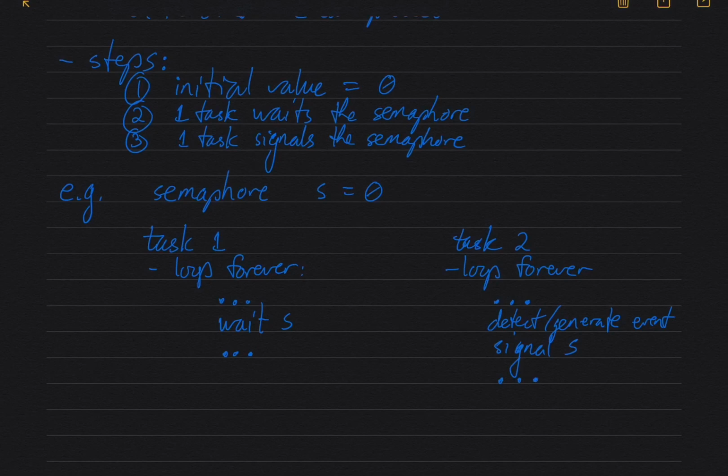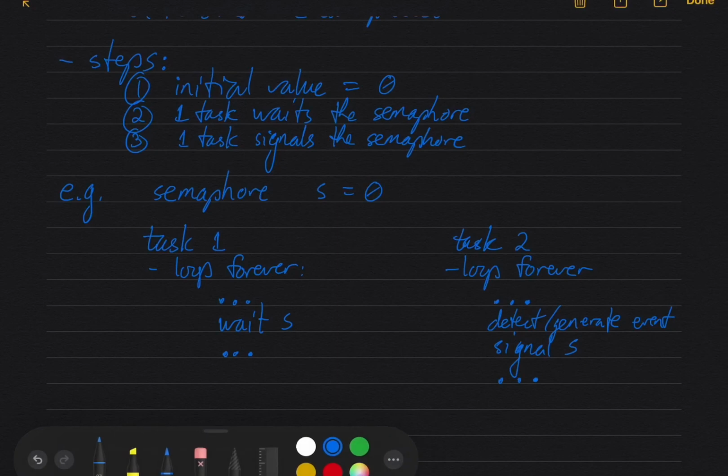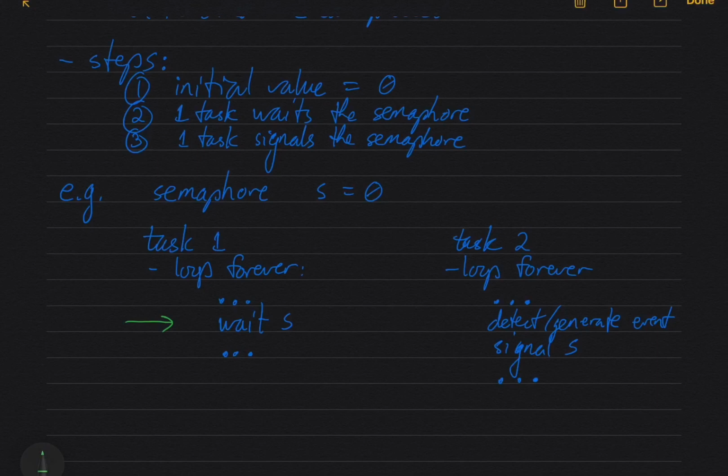So what this will do, these are concurrent tasks, so you're not guaranteed what order they happen in, but you do know that task 1 will not proceed past this line here until task 2 has reached this line here.